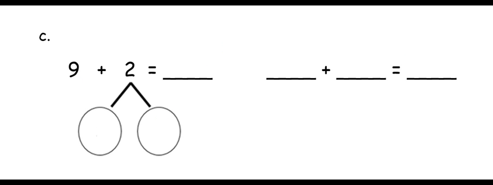In this problem, I'm adding 9 plus 2. Well, I know that I need one more to add to my 9 to make 10, so I'm going to break my 2 into 1 and 1. 1 plus 1 makes 2.